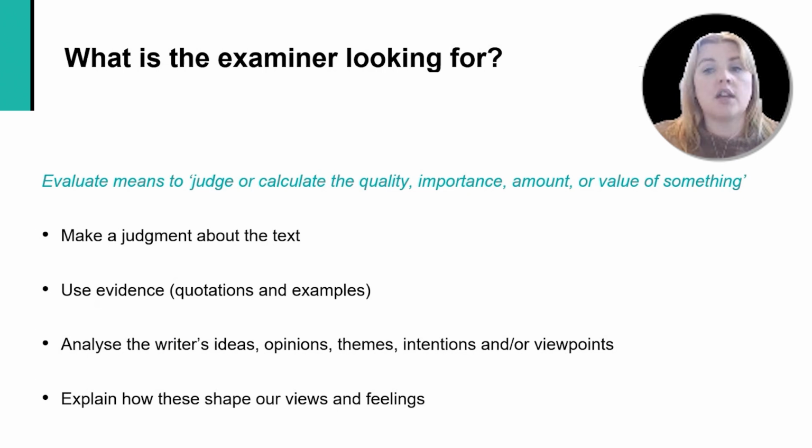Then consider the structure and tone of the text, how it begins, develops, and ends, and if the ideas or viewpoints change. To reach higher levels, you need to avoid identifying techniques and start evaluating how well the writer is putting across their ideas, opinions, themes, intentions, and viewpoints. Explain how these shape the reader's views and feelings. Finally, consider how the writer's choices reflect their ideas, opinions, themes, and intentions or viewpoints.